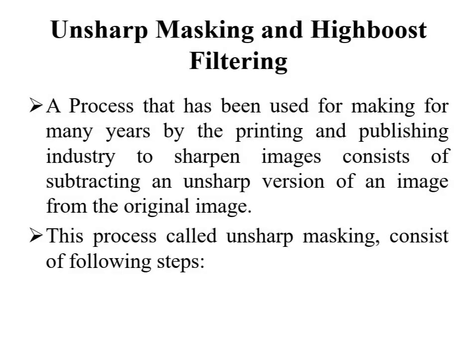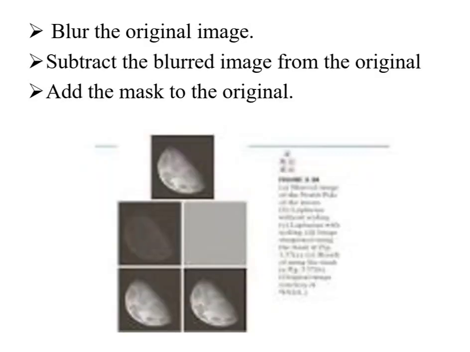Our next topic is unsharp masking and high-boost filtering. A process that has been used for many years by the printing and publishing industry to sharpen images consists of subtracting an unsharp version of an image from the original image. This process, called unsharp masking, consists of the following steps: blur the original image, subtract the blurred image from the original, where the resulting difference is called the mask, and add the mask to the original.